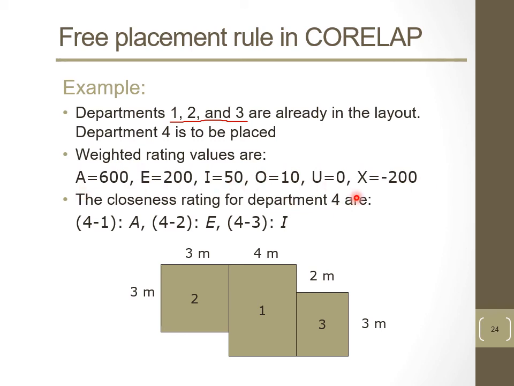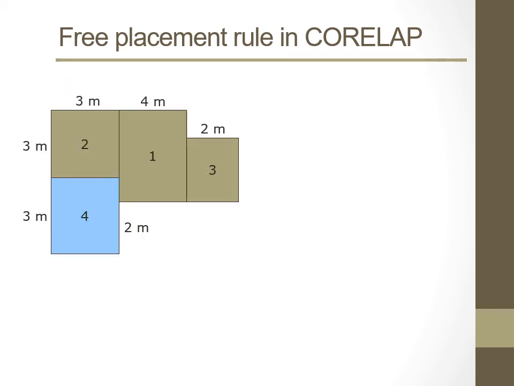Now we are going to place department 4, and this department 4 has an absolutely necessary relationship with department 1, and it has an especially important relationship with department 2, and it has an important relationship with department 3. Now we will consider some alternative locations for this department 4 and calculate its boundary length and placing rating. So as a first alternative, let's consider this. Placing department 4 here.